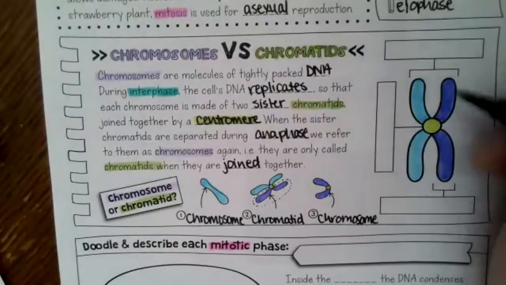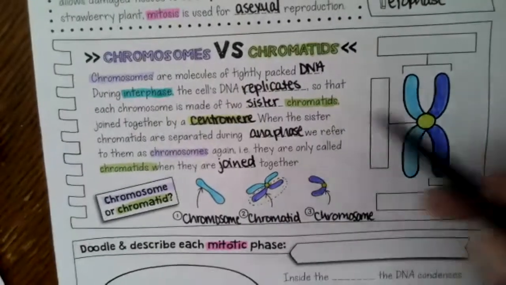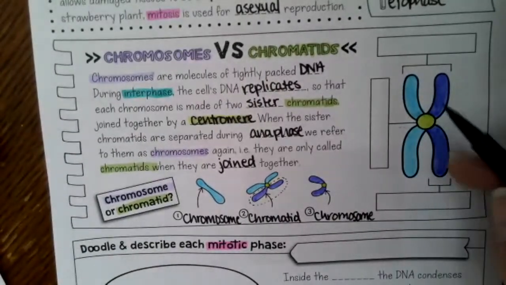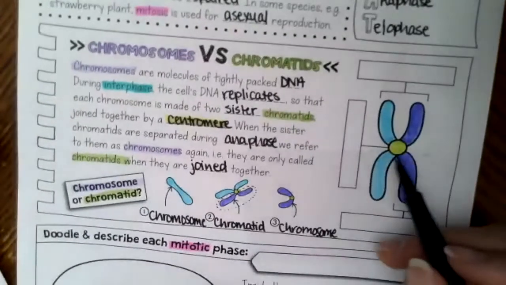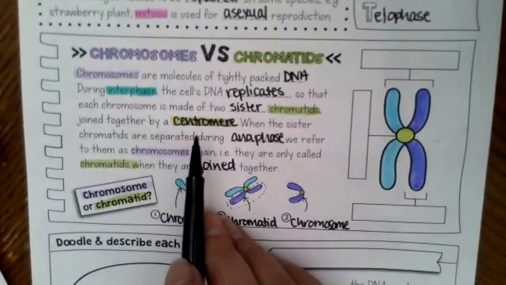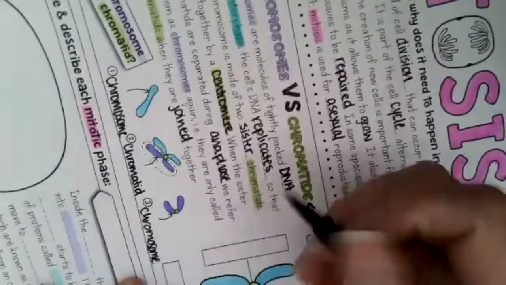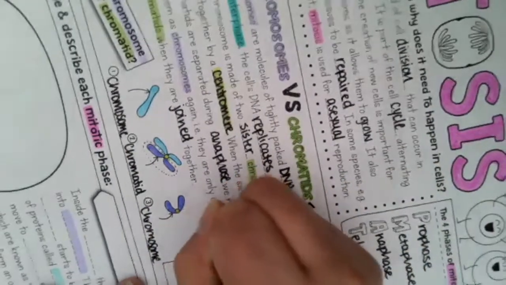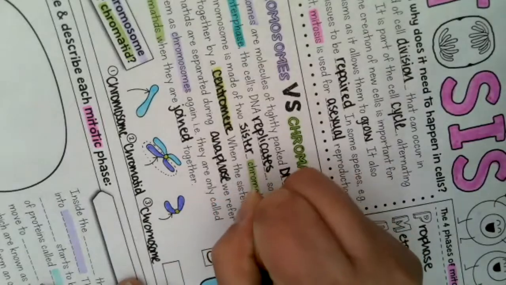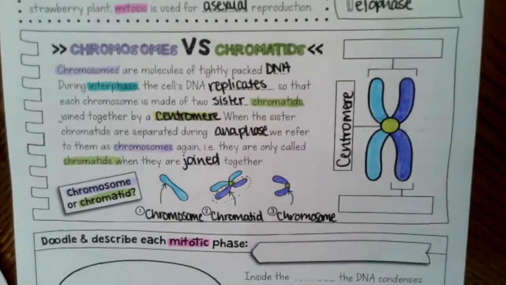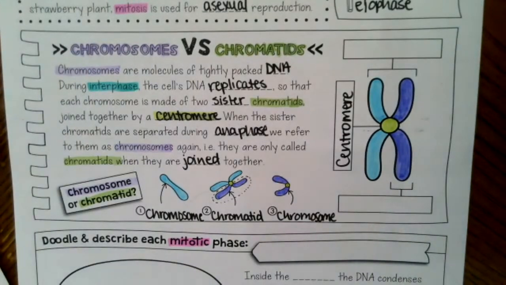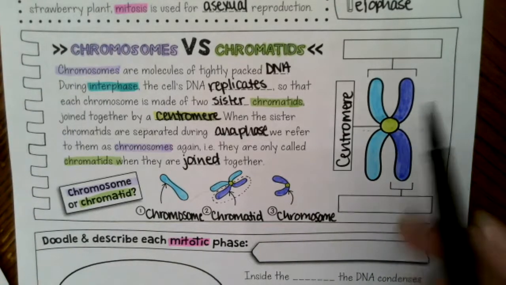Now, if we look over here at our diagram, we can see these little big X's a little bit closer. Let's just take care of the easy one first, and that easy one is the center part here. Just like it says here, this is going to be our centromere. An easy way to remember that is that centromere starts with center. It's located in the center of the chromosome.